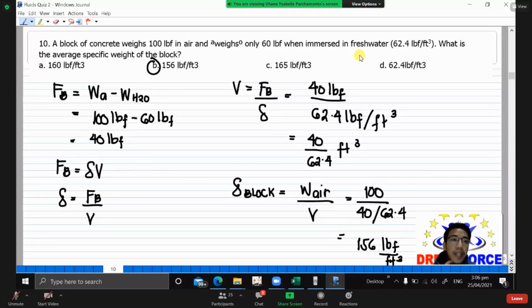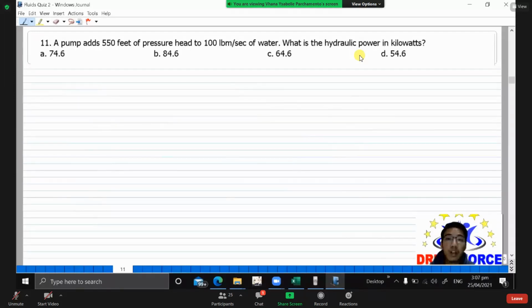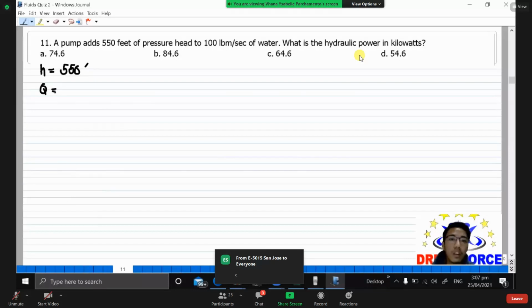Okay, next number 11. What is the hydraulic power in kilowatts? Okay, ano yung mga given natin? We have our head, that is 550 feet. And we have our Q. Ano? That is not volume flow rate. That is your mass flow rate. That is 100-pound mass per second. Kaya ang tinatanong is yung hydraulic power P.